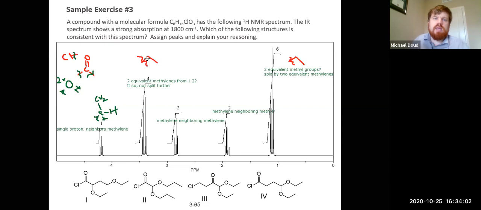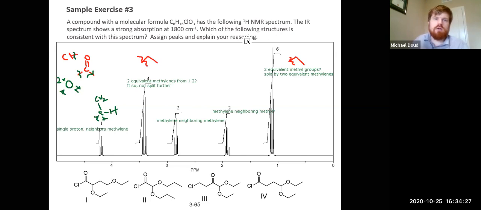Based on what we have, the biggest clue, I think, is that we have 2 equivalent ethyl groups. Furthermore, this ethyl group has to be neighboring something that doesn't split it. Like this methylene part here, if this were split further, we would get a complex splitting pattern down here, and that's not the case. So let's look at our possible answers here. We need basically symmetrical ethyl groups.